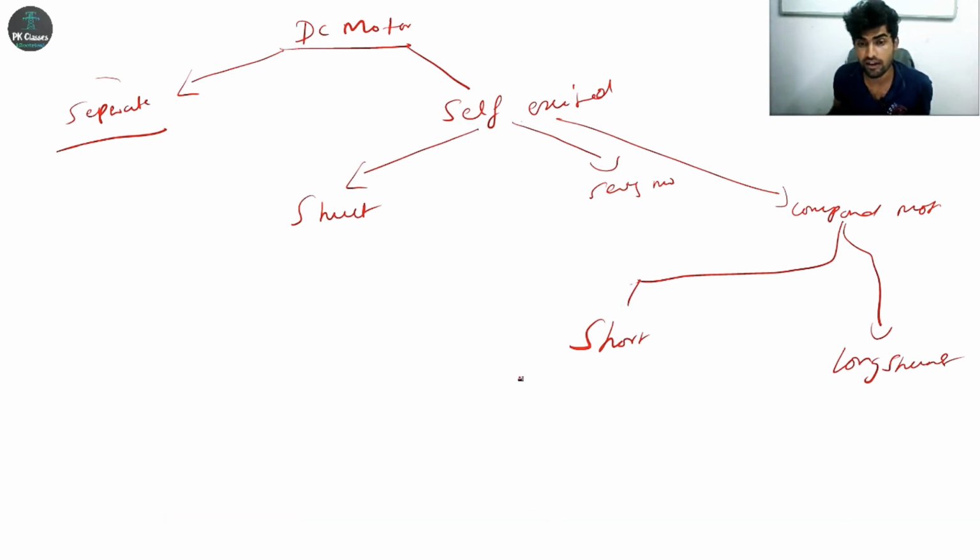In that we have a short shunt compound motor and long shunt compound motor. Okay, in short shunt, the field winding is parallel with only the armature. Here in long shunt, the field winding is parallel with both the armature as well as the series field winding. Right. We'll discuss one by one.